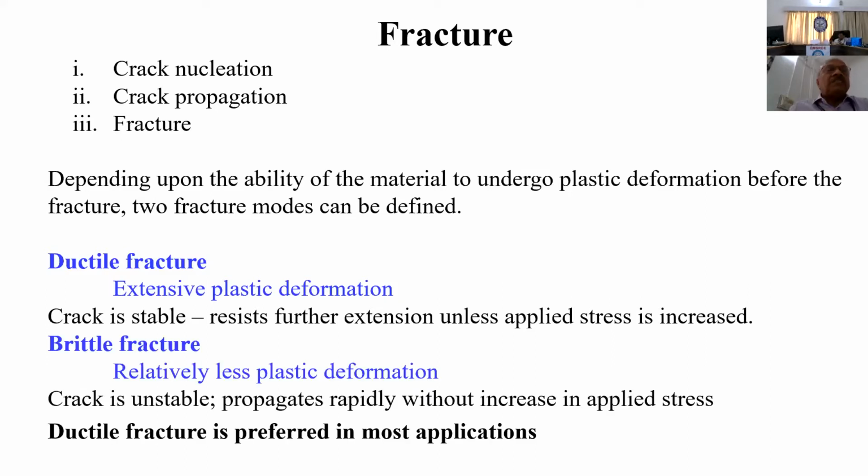And the other kind of fracture is brittle fracture. Brittle fracture means hardly any plastic deformation. It is an abrupt separation of the material into two parts, and there is hardly any deformation, and the crack propagates in almost no time. So the crack is unstable, it propagates rapidly with no further increase in the applied external stress. So between these two, ductile fracture and brittle fracture, a designer, a metallurgist always prefers ductile fracture if one has to design for such a failure mode.